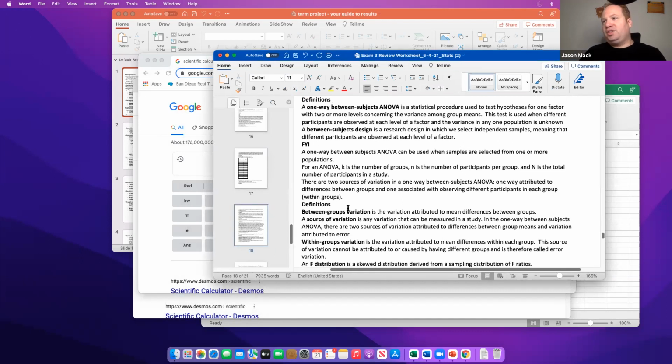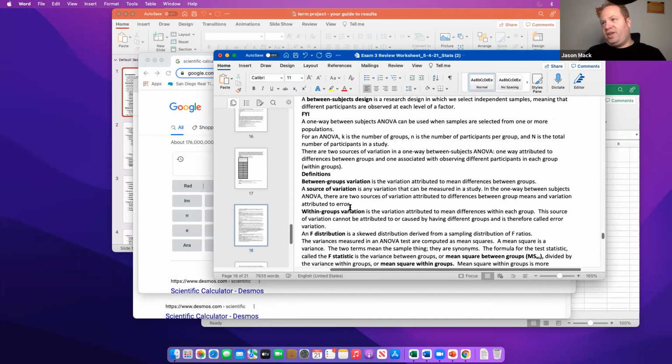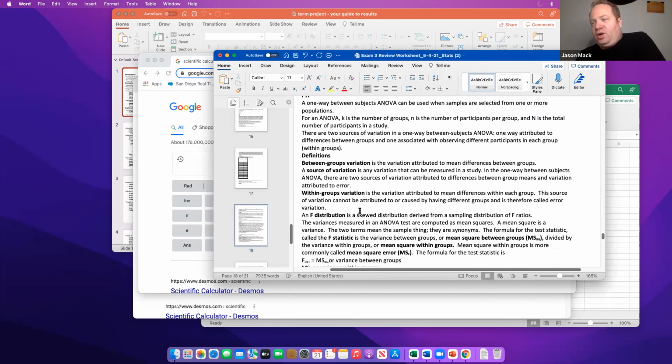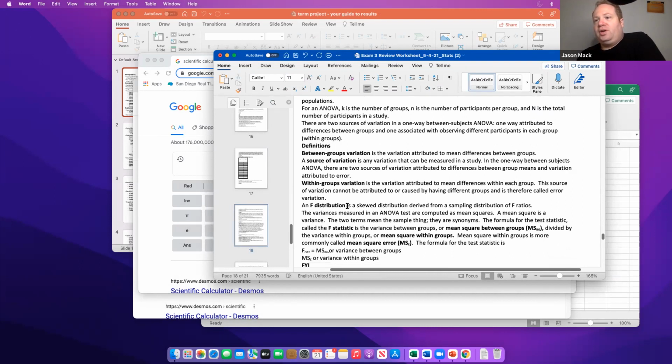A one way between subjects ANOVA can be used when samples are selected from one or more populations. For an ANOVA, k is the number of groups, n is the number of participants per group, and capital N is the total number of participants in a study. There are two sources of variation in the one way between subjects ANOVA: one attributed to differences between groups, and one associated with observing different participants in each group, within groups.